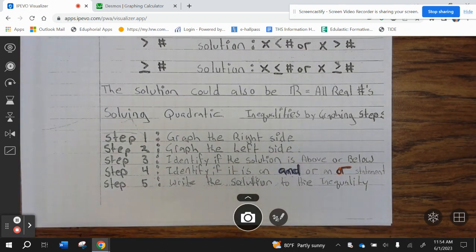Solve quadratic inequalities by graphing steps. Step 1, graph the right side. Step 2, graph the left side. Step 3, identify if the solution is above or below. Step 4, identify if it is an and or an or statement. Write the solution to the inequality.